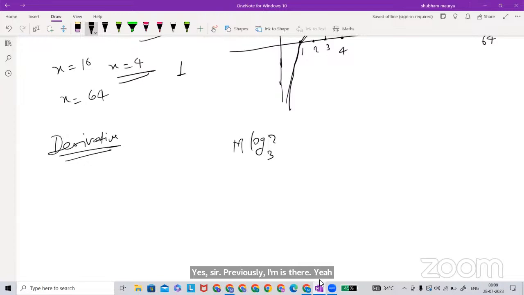Yes. So how was it converted? This was converted to 2 log to the base 3 to the power m. Log base 3 to the power m. Yeah, this one. This formula is not explained also. It's new to us actually.